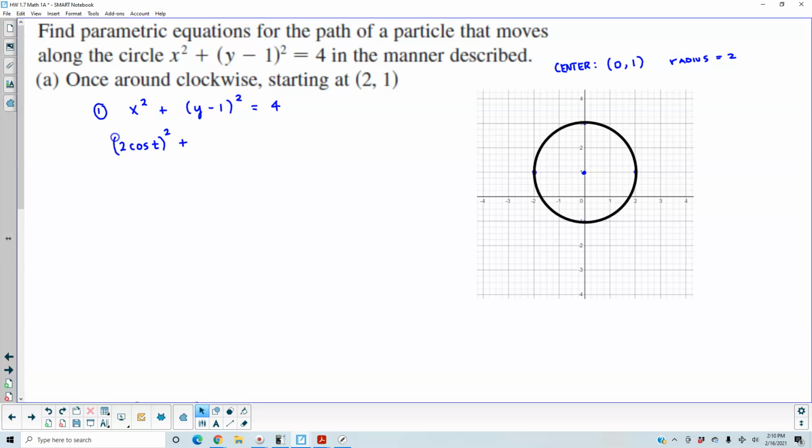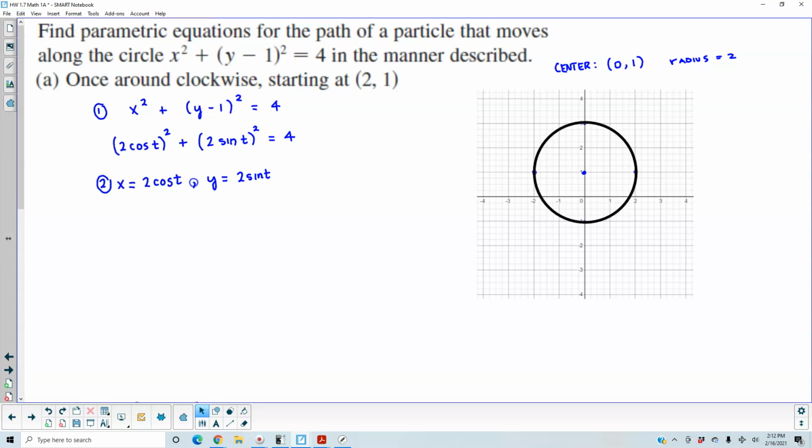Plus, for y, we know that it's going to be 2, which is the radius, times the sine of t, squared, and that's going to equal 4. So now from here, we can let x equal 2 times the cosine of t. The reason we're starting with x being cosine of t as opposed to sine is because when t is equal to 0, the value of x is going to be 2, because that's what we want over here on our parametric circle. So that's why we're starting with cosine of t. And so now we know that y is going to equal 2 times the sine of t.